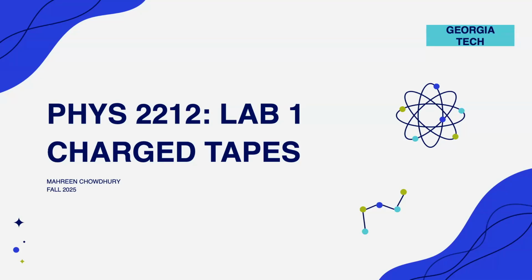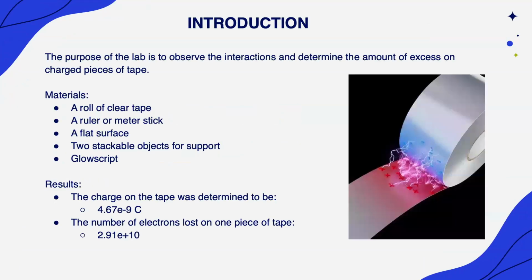Everyone, my name is Mahreen Chowdhury, and today I will be presenting the first lab in Physics 2212, charge tapes. So what is this lab about? The main purpose of this lab is to observe the interactions that occur between two electrically charged pieces of tape, and from these interactions, we want to determine how much excess charge has accumulated on each of these tapes.